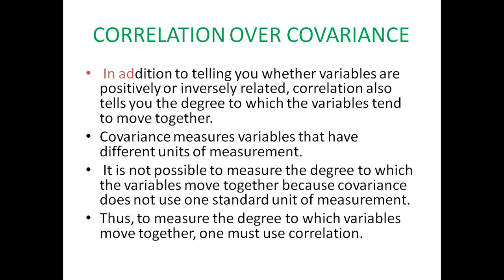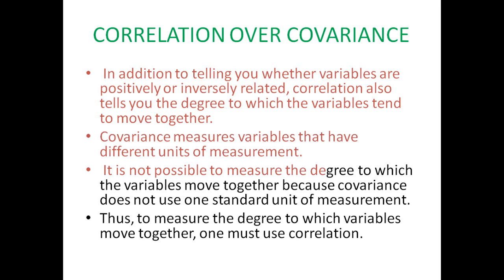In addition to telling you whether variables are positively or inversely related, correlation also tells you the degree to which the variables tend to move together. Covariance measures variables that have different units of measurement. It is not possible to measure the degree to which the variables move together because covariance does not use one standard unit of measurement. Thus, to measure the degree to which variables move together, one must use correlation.